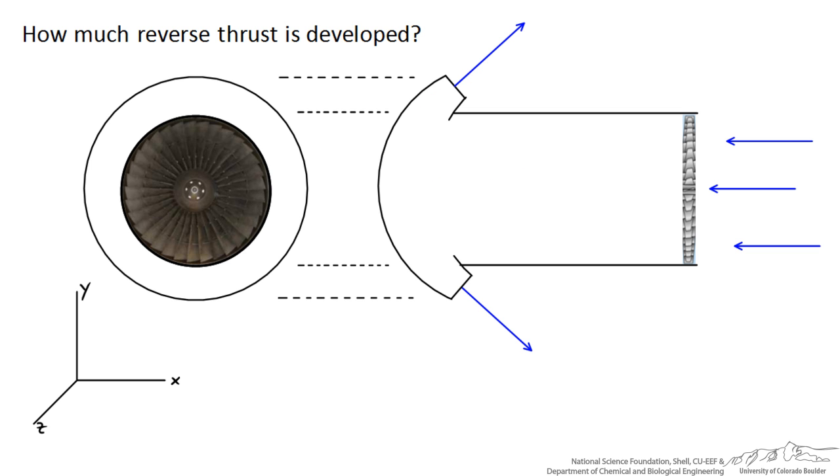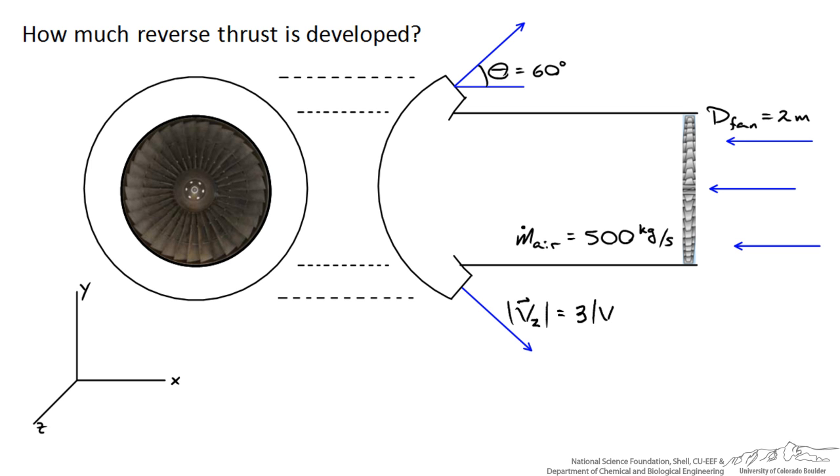One thing that we know is that the diameter of the fan is 2 meters. And we know that the engine is drawing in a mass flow rate of air of 500 kilograms per second. The air flows through the engine, and it's deflected by an angle of 60 degrees from the horizontal. Because the air is heated as it flows through the engine and expands, and more importantly, the area on the exhaust is somewhat smaller, the velocity exiting through the thrust reversers, we'll call it V2, is 3 times the magnitude of the velocity entering the engine, which we'll call V1.